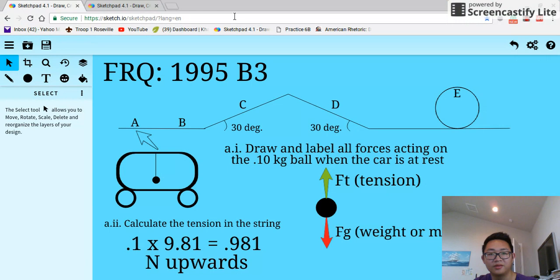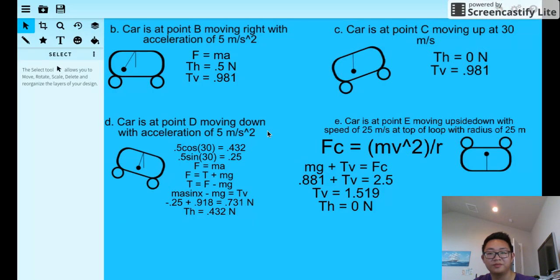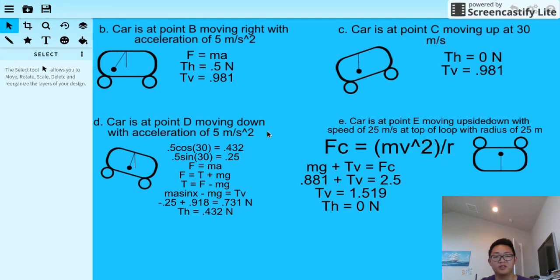Now we move on to the next portion. This portion gives us four situations at each location in the track. And it says to calculate first the horizontal tension, the vertical tension, and then to approximate the location of the ball in relation to the cart.